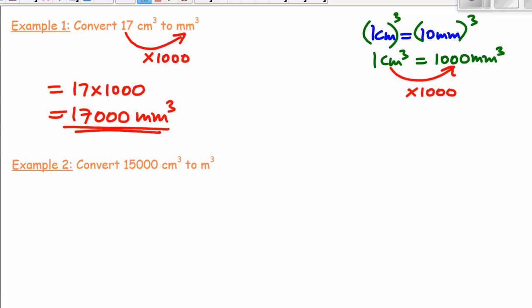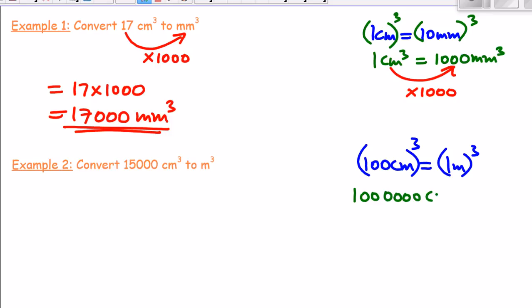In the next question, convert 15,000 centimeters cubed to meters cubed. So we know that 100 centimeters is equal to 1 meter. And then just cube these. So what you'll end up with is 1 million centimeters cubed is equal to 1 meter cubed.